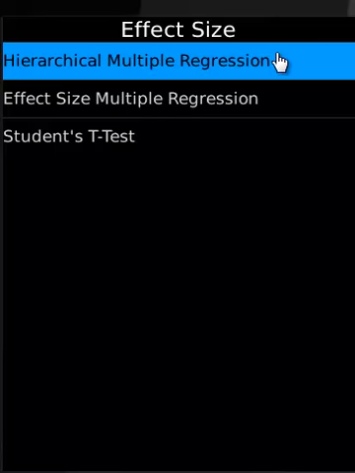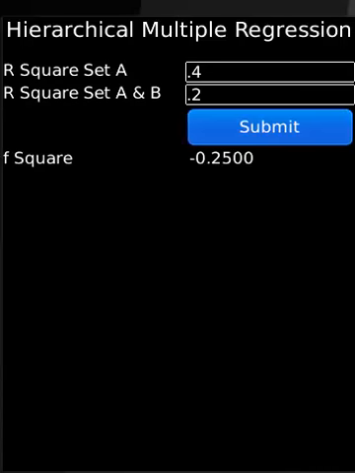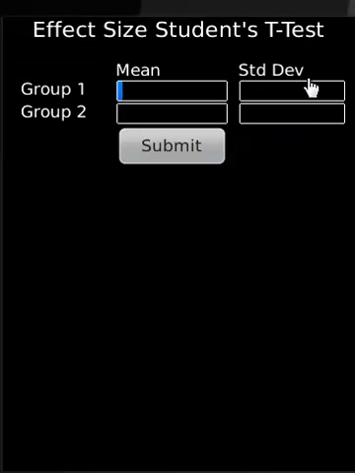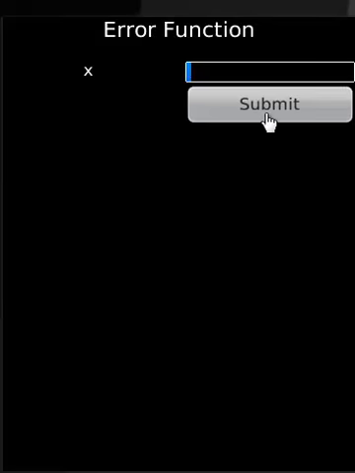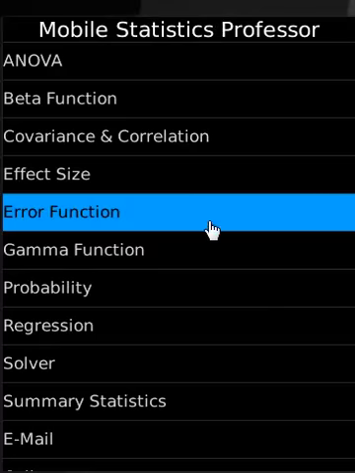Effect size, hierarchical multiple regression. So this is the f square. So now effect size for multiple regression, r square, and this is the f square. Student's t-test, so mean and standard deviation, two groups, so 3, 4, 5 and 6. Let's add it. This is what we get. And now error function, so we entered the number and this is the error function.